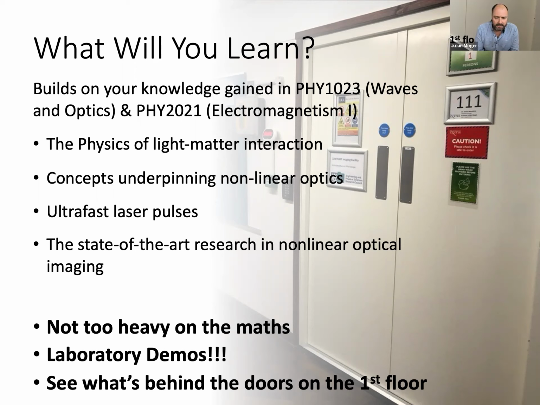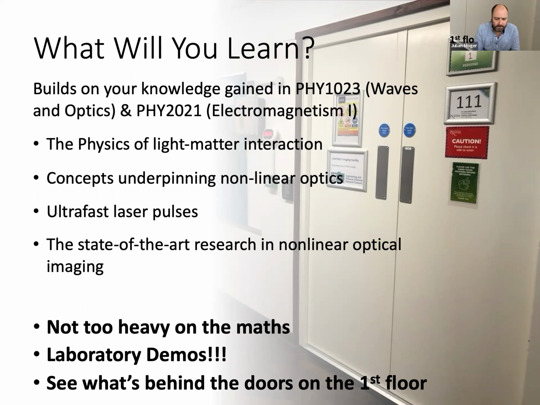We're going to look at ultrafast laser pulses. These are critical to exciting nonlinear optical processes. We're going to look at how we can make very short light pulses with high intensities and what happens to these pulses when we send them through biological tissues. And we're also going to look at some of the state-of-the-art research applications in nonlinear optical imaging. I've given you one example of environmental detecting, but there's loads of other really exciting applications where nonlinear optics can really make a difference.